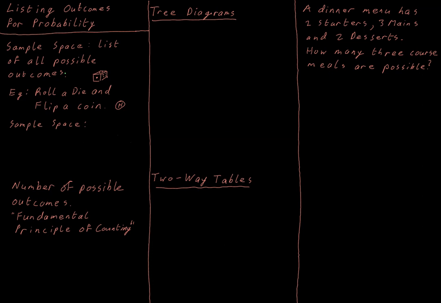And there are a few different ways that we can describe the sample space. The first one is just to write a list, and that's the first one we're going to look at. The other ones we're going to look at are diagrams to help us create the list.